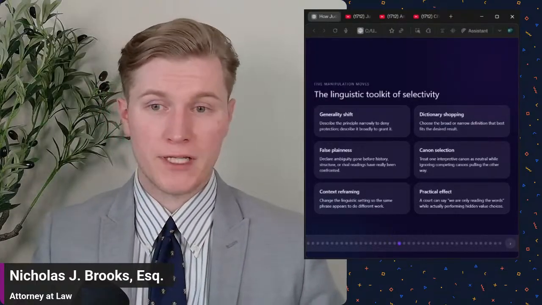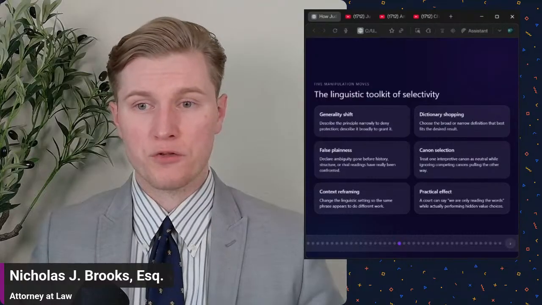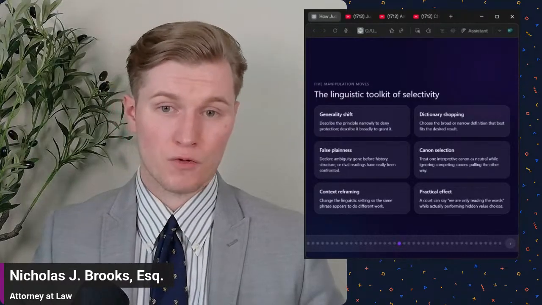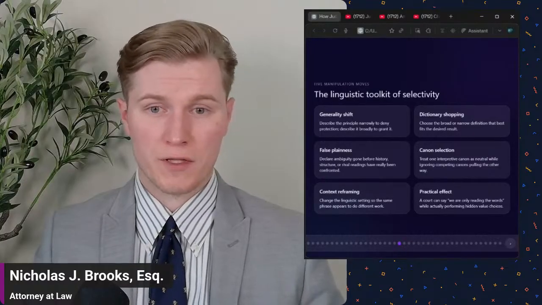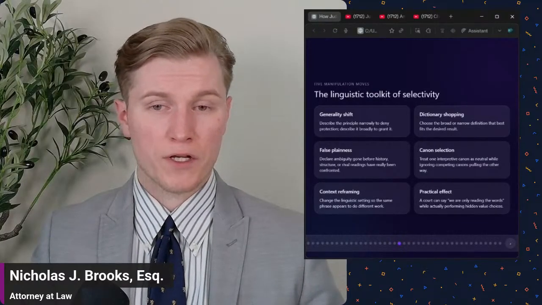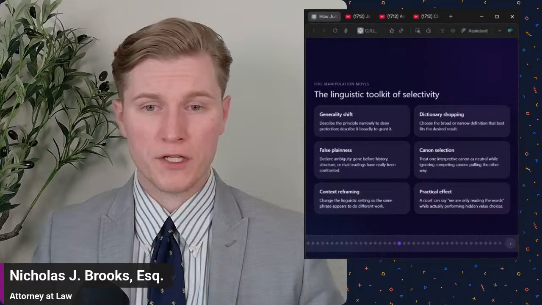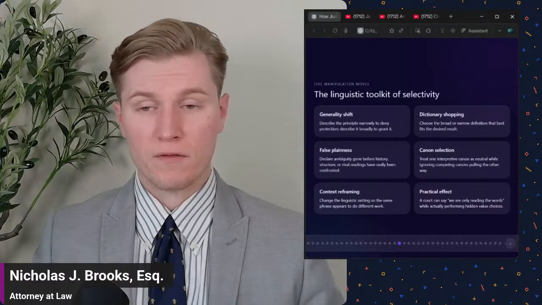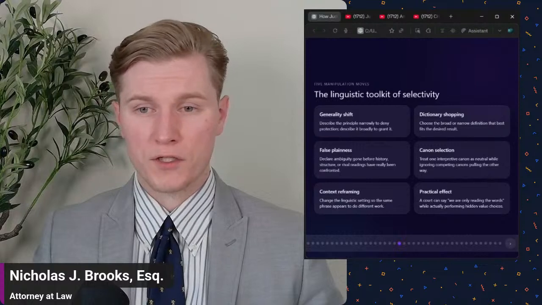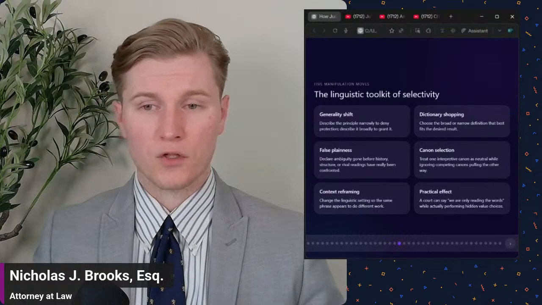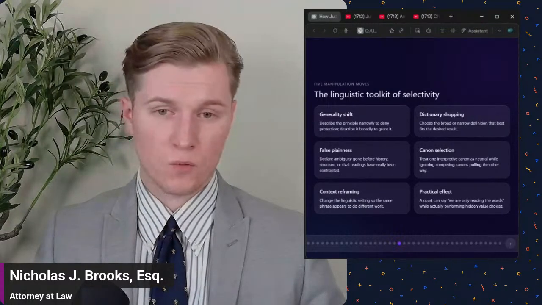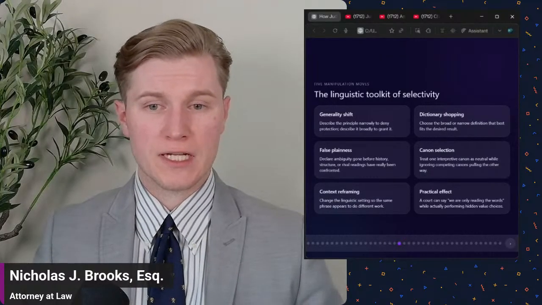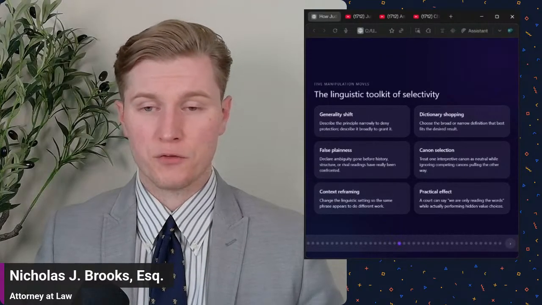We also have what's called dictionary shopping. So we can choose the broad or narrow definition that best fits the desired result. And I just want to go ahead and get through some of these. We have false plainness. We can declare ambiguity gone before history, structure, or rival readings have really been confronted. We have canon selection. We can treat one interpretive canon as neutral while ignoring competing canons pulling the other way. We can have context reframing, which is changing the linguistic setting so the same phrase appears to do different work.